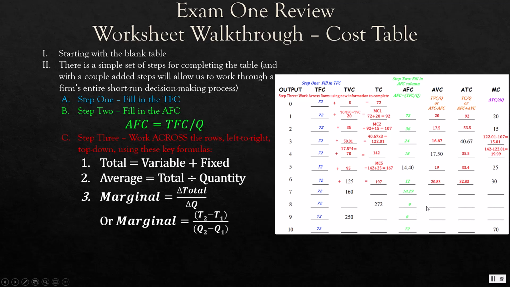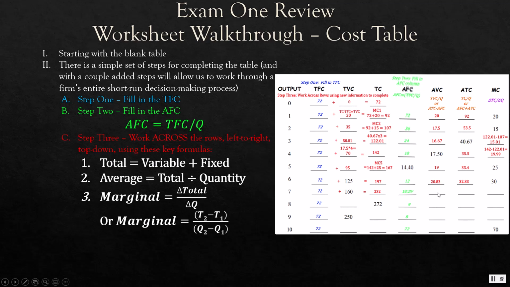Next on the list, for the 7th unit of output, we're given 160 as the total variable cost. We again add that to the total fixed cost to get a total cost of 232. Divide the total variable by 7 to get the average variable, and the total cost by 7 to get the average total. And then take that total cost minus the previous total cost from Unit 6 to get the marginal cost of Unit 7, which is $35.